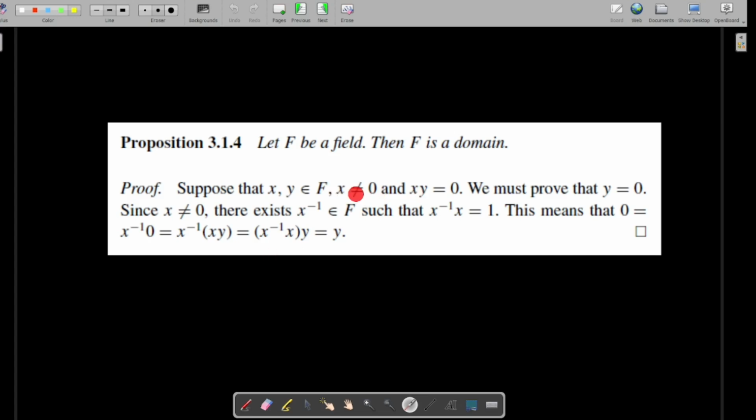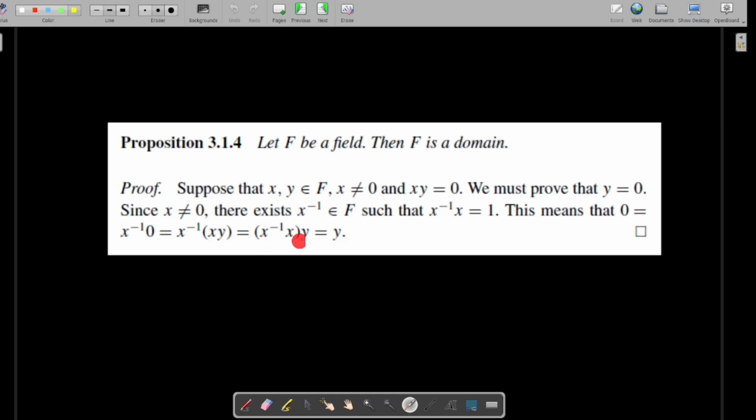The proof goes in this way. Since x not equal to 0, and you know that F is a field, therefore every non-zero element in F has an inverse. So there exists x inverse belonging to F such that x inverse into x is equal to 1. And you may write 0 as x inverse into 0. That may be written as x inverse into xy, because xy equal to 0. In the place of 0, I can write x into y.